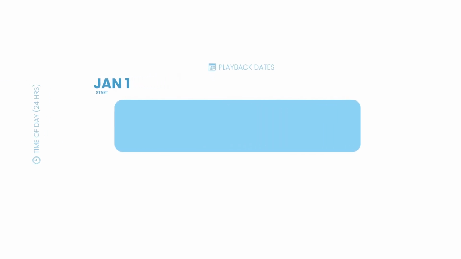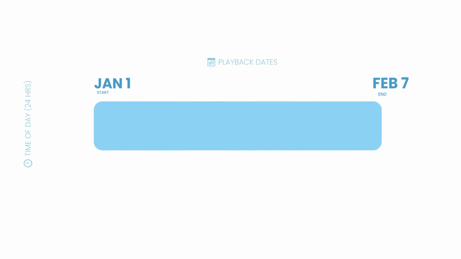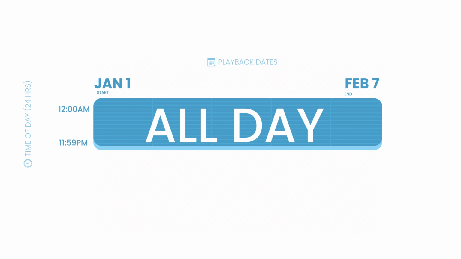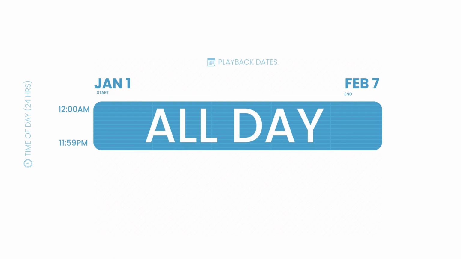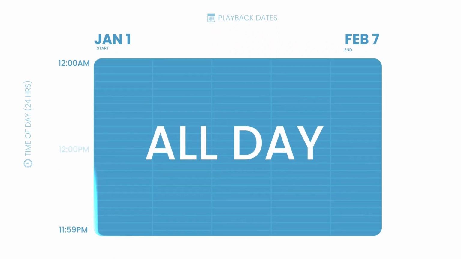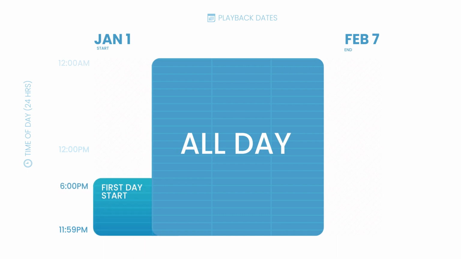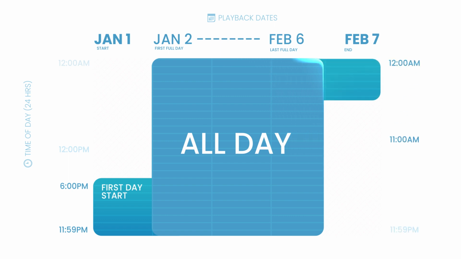Let's say we have an event that plays from January 1 to February 7, and it plays all day. And our event doesn't start until 6 p.m. on the first day. Then it plays all day. On the last day, our event ends at 11 a.m.